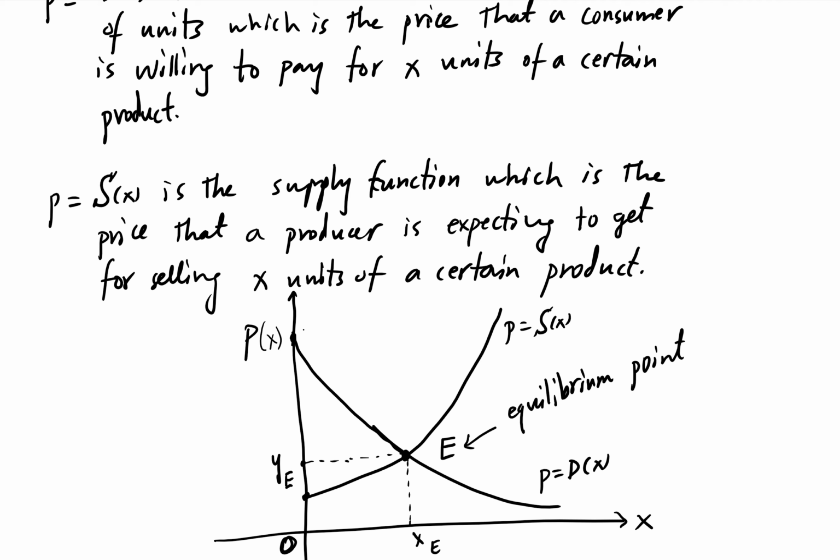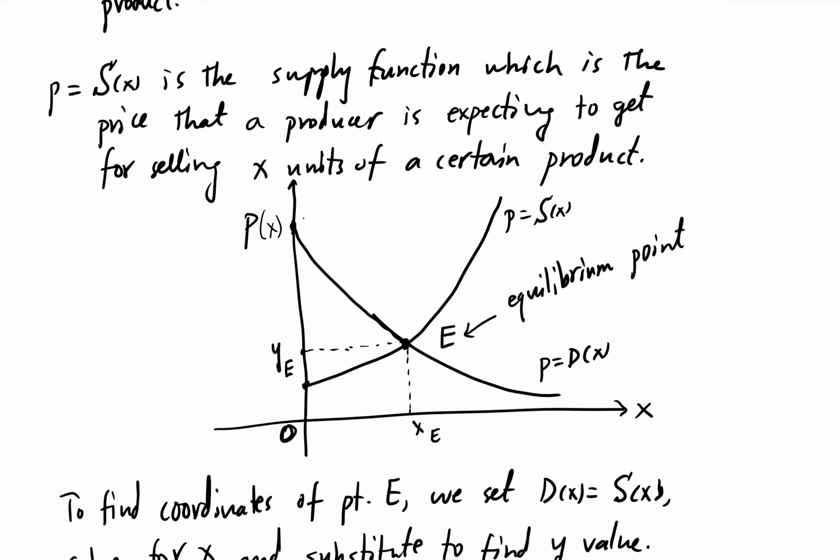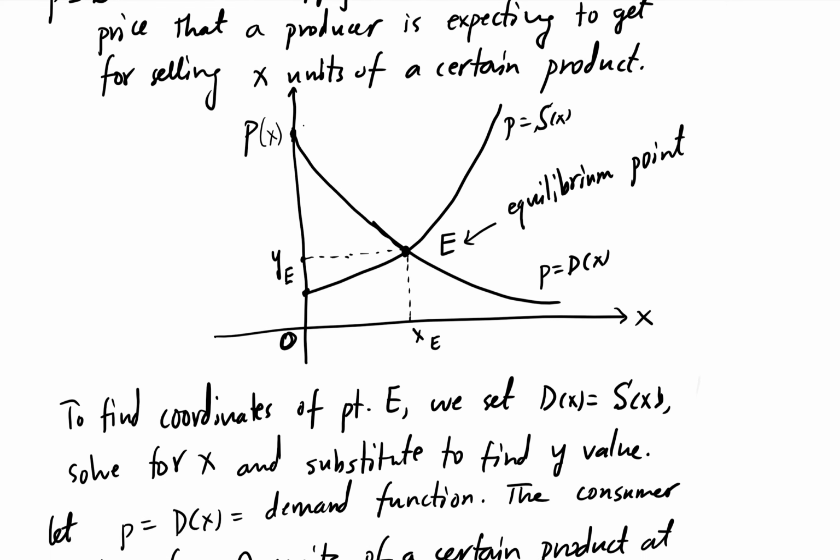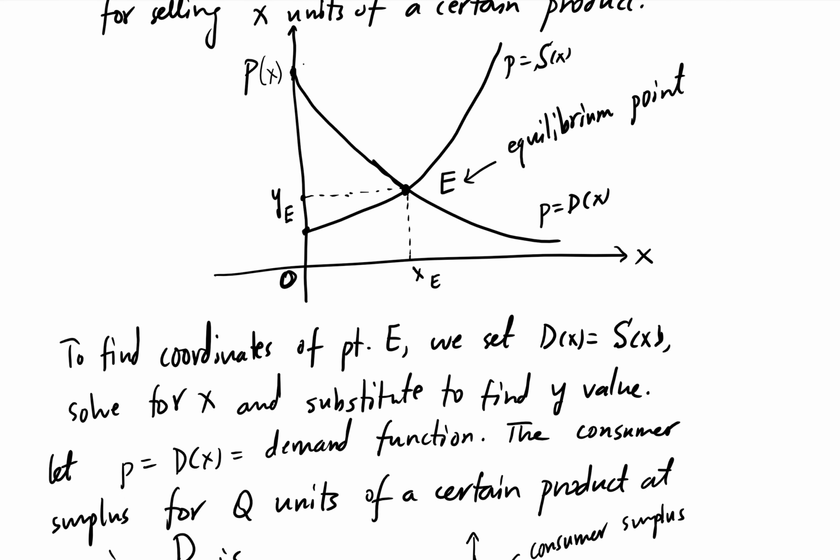And wherever the supply and the demand function intersect, we call that point E. That's the equilibrium point. And how do we find the coordinates of the equilibrium point? All we have to do is set the two equations equal to each other, the demand and the supply, and solve for x. Then we substitute it back into either d of x or s of x to find the value of y.